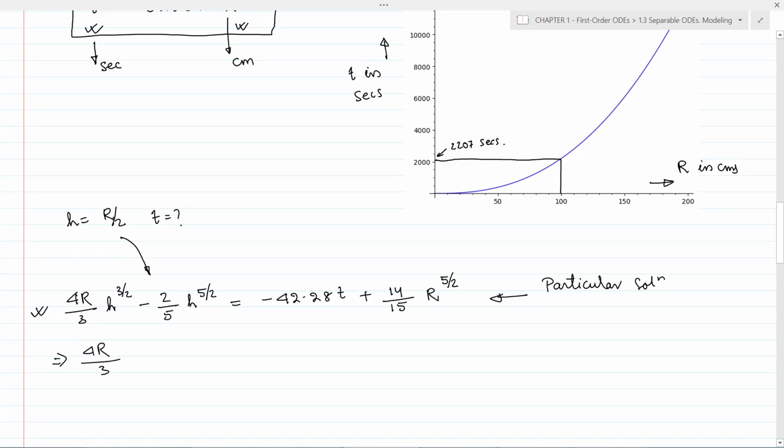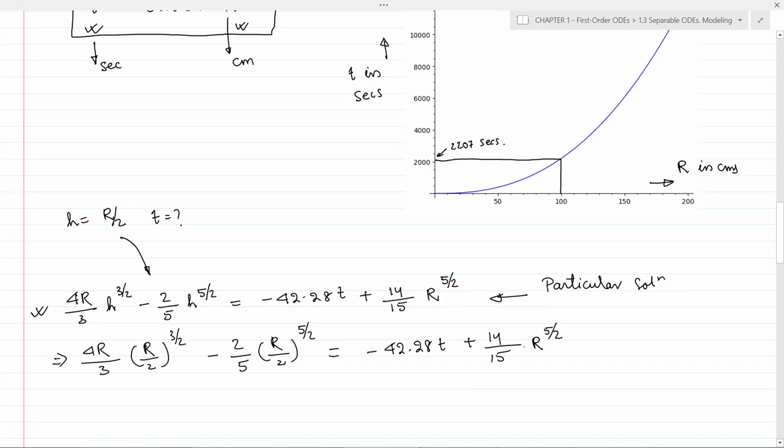So we can write 4r by 3 into r by 2 whole to the power 3 by 2 minus 2 by 5 into r by 2 to the power 5 by 2 equal to minus 42.28 t plus 14 by 15 r to the power 5 by 2.